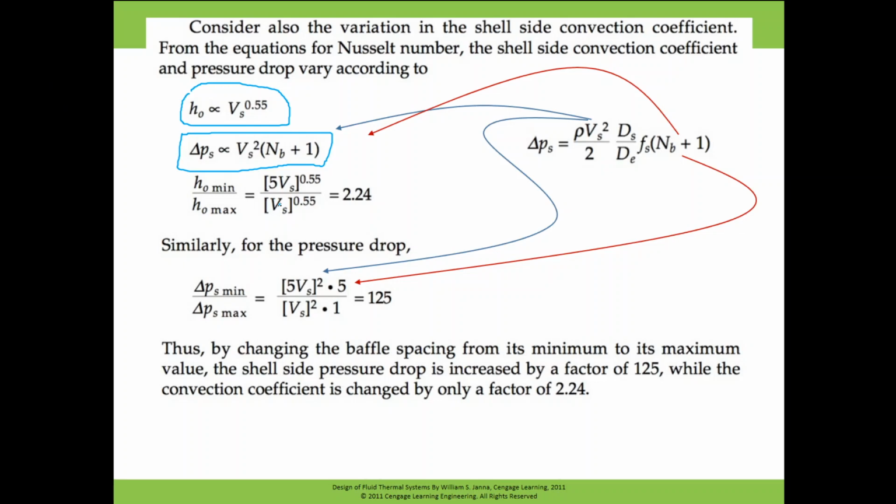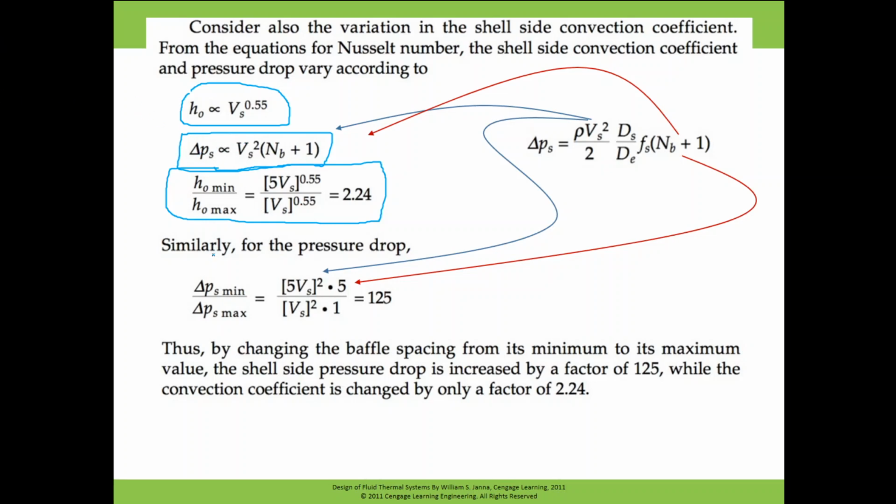Okay, so when we are changing the baffle spacing, when we have the baffle spacing equal to Ds, then we have velocity Vs. When you reduce the baffle spacing by 5 times, then the velocity becomes 5 times higher. So this is how we represent what the effect on the heat transfer coefficient will be if we are reducing the baffle spacing by 5 times. Okay, so this is about the heat transfer coefficient ratio.